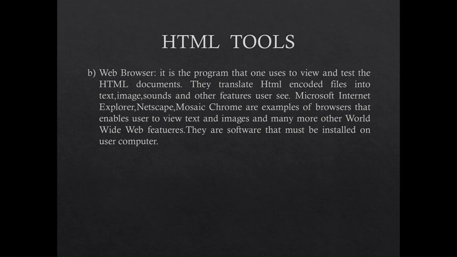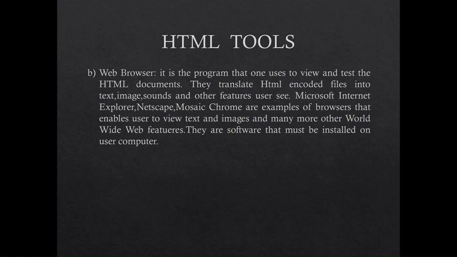Now about the web browser. It is a program that is used to view and test the HTML documents. They translate HTML encoded files into the text, images, sounds and other features users see. Microsoft Internet Explorer, Netscape, and Chrome are examples of browsers that enable users to view text, images and many other worldwide website features. They are software that must be installed on a user's computer.